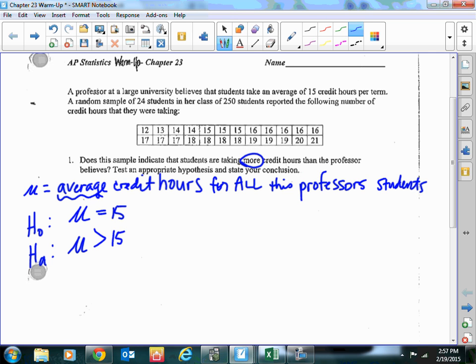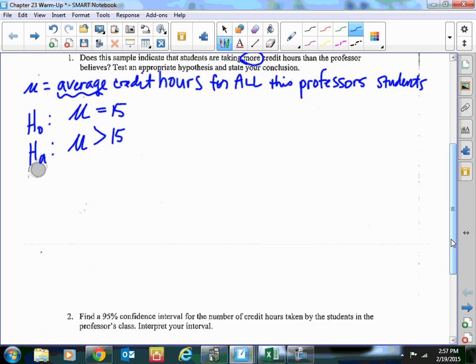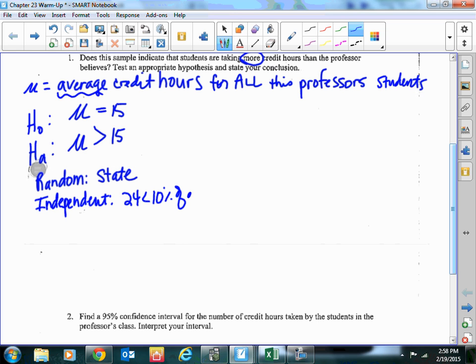Now we're going to do the assumptions. So here we go. For the assumptions, we're going to start with random. And so we are making the assumption that, well, actually it does state that these 24 students were taken randomly. For independent, we are saying that these 24 are less than 10% of all this professor's students. Okay, because that's the population to which I'm generalizing.